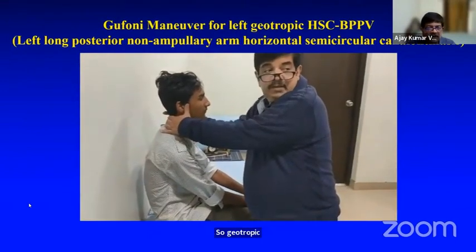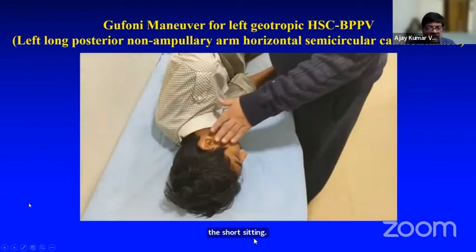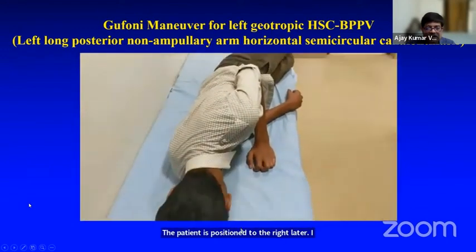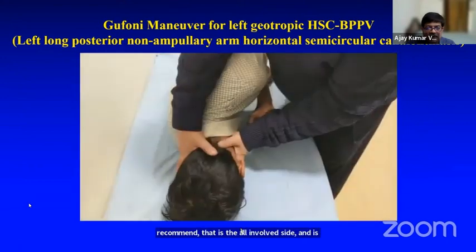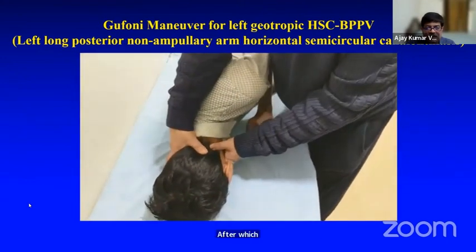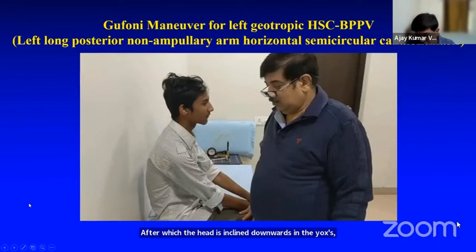From the long sitting, the patient is positioned to the right lateral recumbent side and is maintained in this position for 1-2 minutes, after which the head is inclined downwards in the yaw axis and maintained for another 2 minutes, and then the patient is uprighted, completing one Gufoni maneuver.